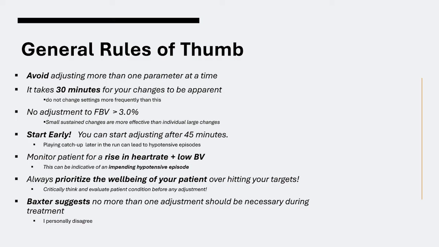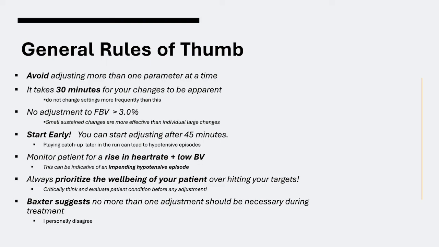Make sure you start early. So as we reviewed, after 45 minutes, you're going to start having those populated values, those forecast values, and that's when you can start making adjustments to HemoControl. If you don't catch these issues until 2 hours into the run, you're going to be playing a lot of catch up, which is bad for the patient and bad for your end outcomes. You don't want to be making aggressive changes to try and make up for lost time.